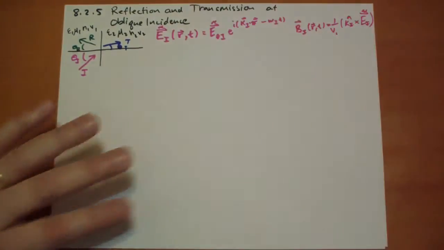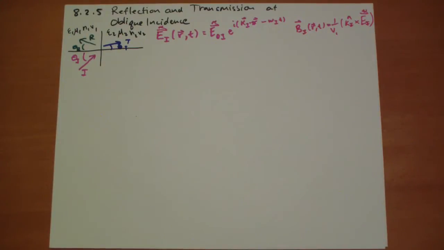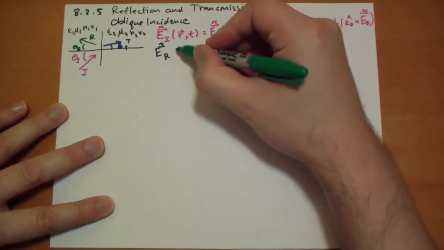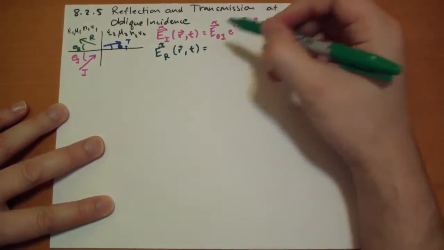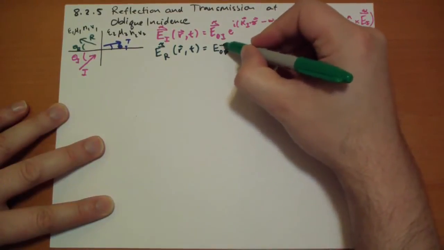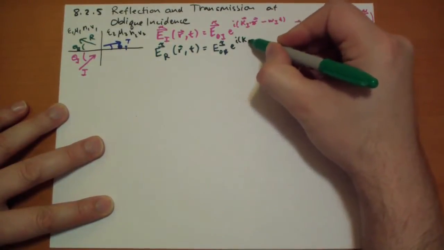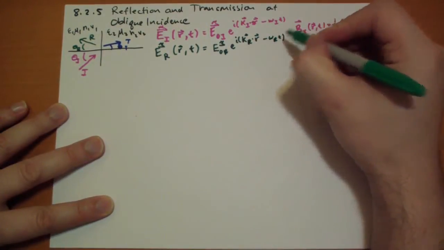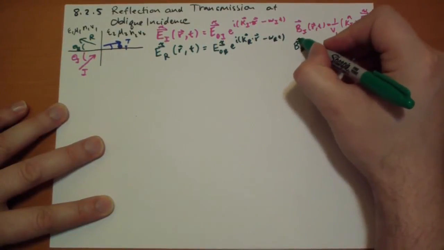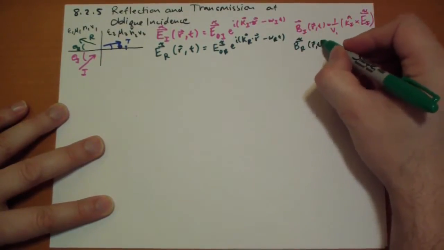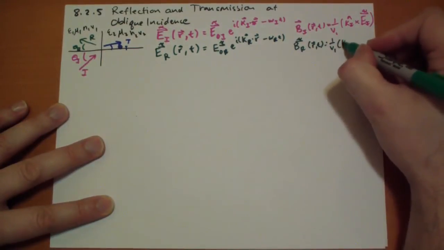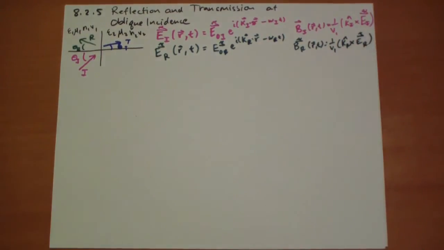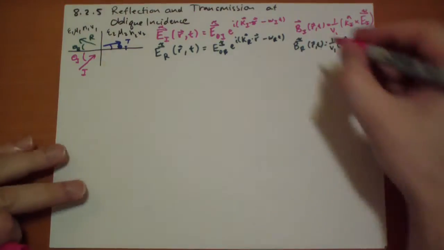Okay, the reflected wave, let's do that in green. E tilde R is equal to E naught R tilde times e to the i kappa R dot r minus omega R t, and the B field of the reflected wave is also complex, 1 over v1 of kappa R hat cross E R tilde. And I forgot a complex sign for the incident waves. Let me fix that right now.